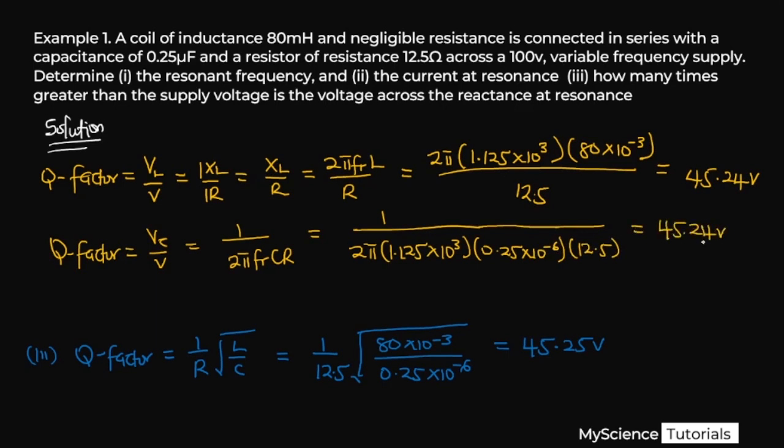45.24 volts. So we realize that for calculating Q factor, whether you use the voltage VL over V, or break it down to 2 pi FR L over R, or you use VC over V, or you use the general formula, the inverse of resistance multiplied by the root of L over C, you are still going to get the same answer for Q factor. So there are so many ways to calculate Q factor. You just have to select the one that is best for you, or the easiest way that you can identify it. So let's have a look at another question.